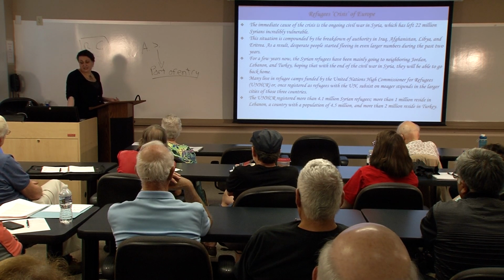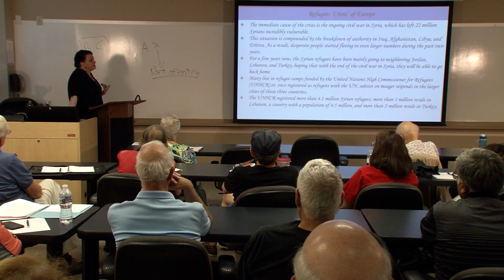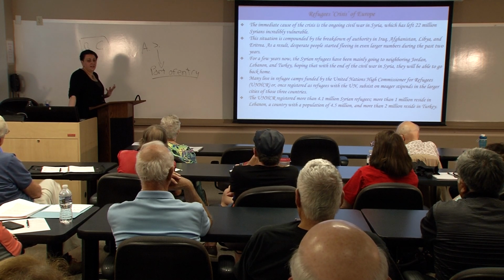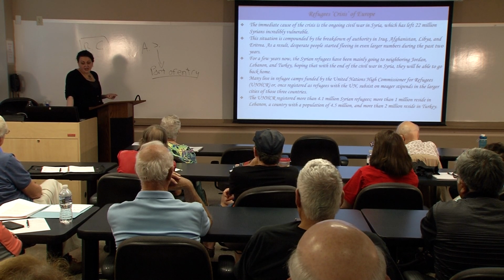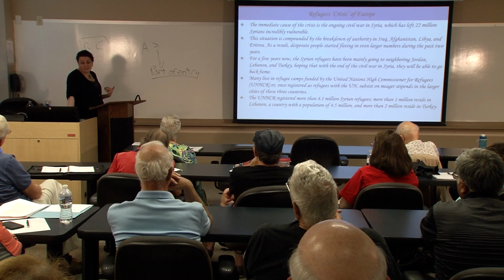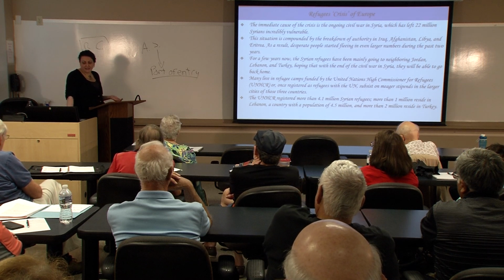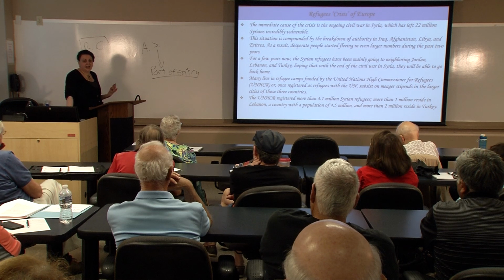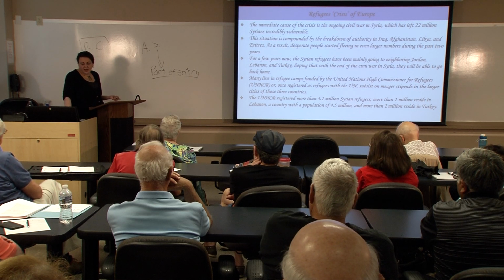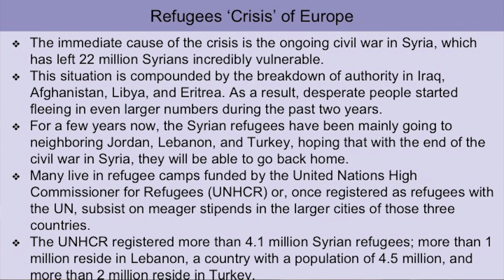was the civil war in Syria, which left 22 million Syrians in a vulnerable position. It was also compounded by breakdown of authority in Iraq, Afghanistan, Libya, and Eritrea. As a result, desperate people started fleeing in even larger numbers during the past 2 or 3 years. For a few years now, the Syrian refugees have been mainly going to neighboring Jordan, Lebanon, and Turkey.